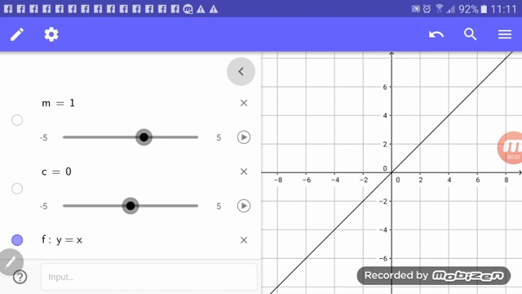Just as a reminder, our basic formula for a straight line can fit into the form y equals mx plus c, where m can be any number. It could be a fraction, it could be a decimal, it could be a whole number. Same with our c.